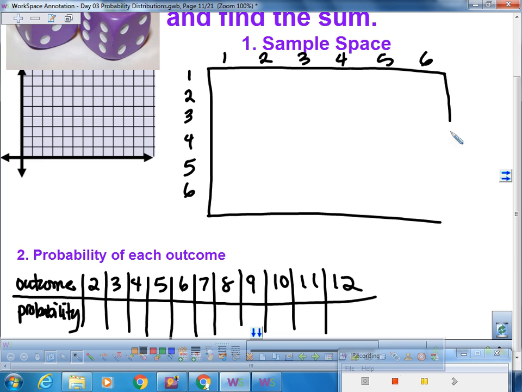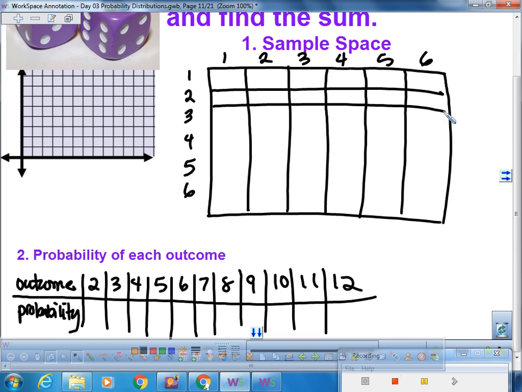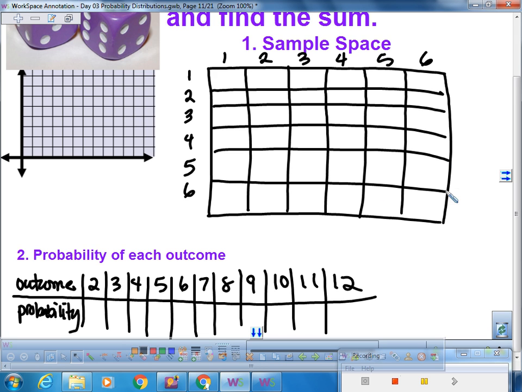How many different outcomes do you have? You multiply 6 times 6. It's almost like the four square table. So if I roll a 1 and a 1, I'm going to get a total of 2. And if I roll a 1 and a 2, I'm going to get a total of 3.